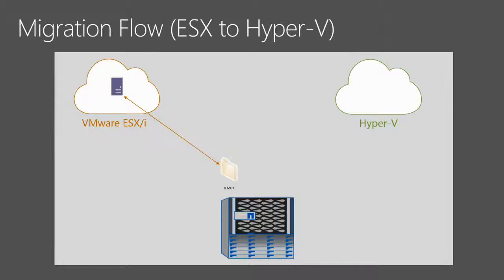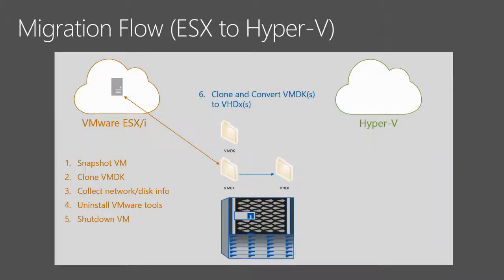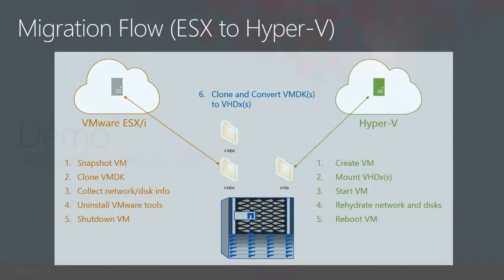Real quick, here's what we do, and I'll actually walk through this as I do the demo. We snapshot the VM, which coalesces it and gives us a nice image to work off of. We clone it. We collect all the disk information. We uninstall the VMware Tools, shut down the VM, clone and convert, and then do the reverse on the other side. Create a new Hyper-V VM, mount all the disks, and then rehydrate the network and disk settings.